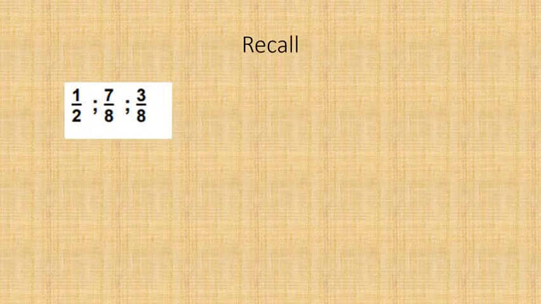So first of all, let's start with a small recall to remember what we're talking about. Here I have a recall question: 1 over 2, 7 over 8, and 3 over 8. I need to order these numbers starting from the smallest number. If you want, just pause this video for 1 minute to solve this question and come back to me again.